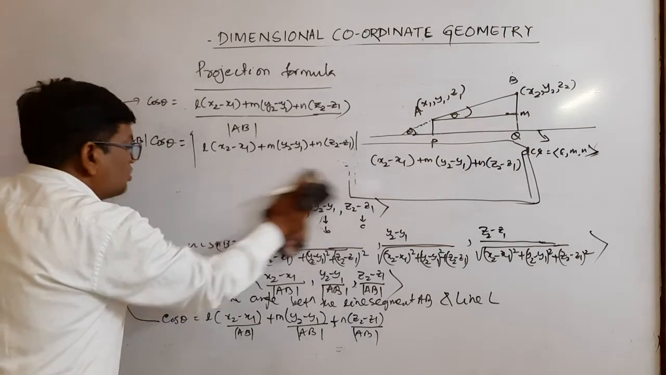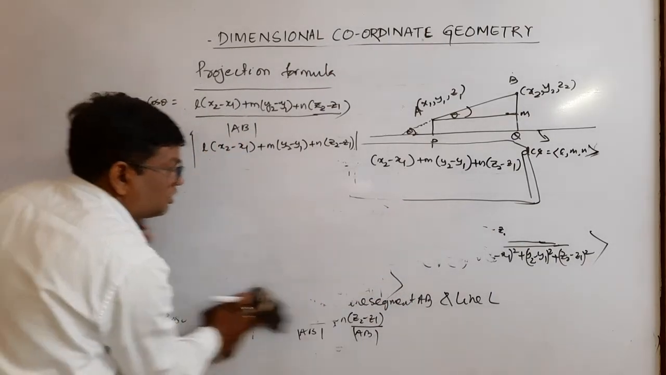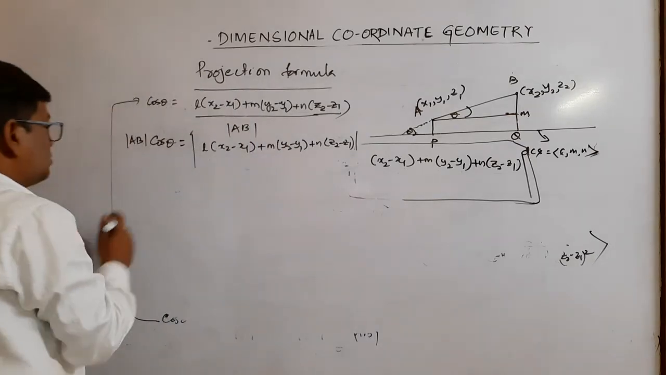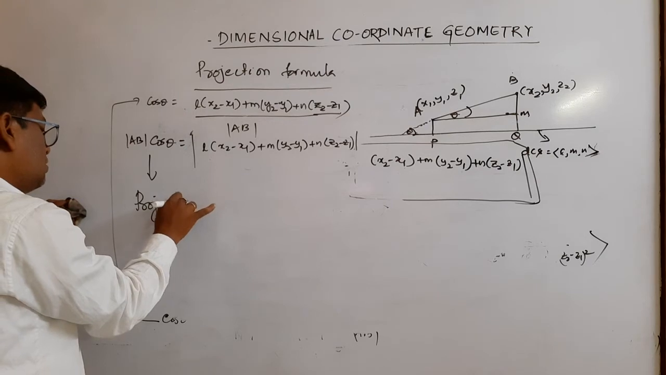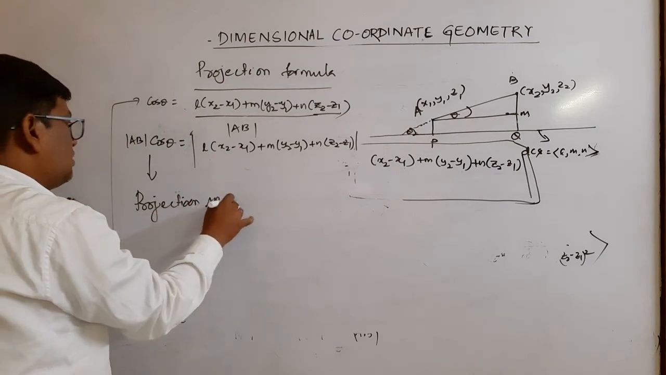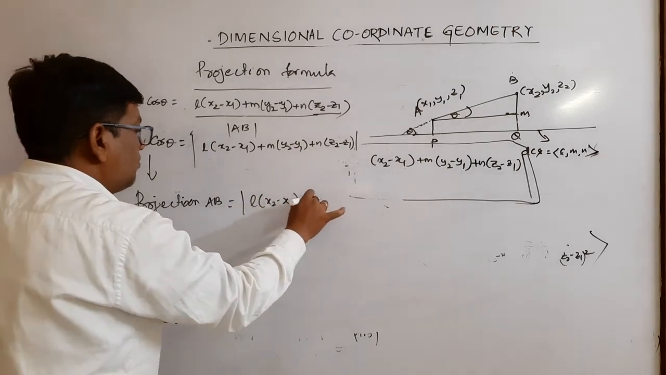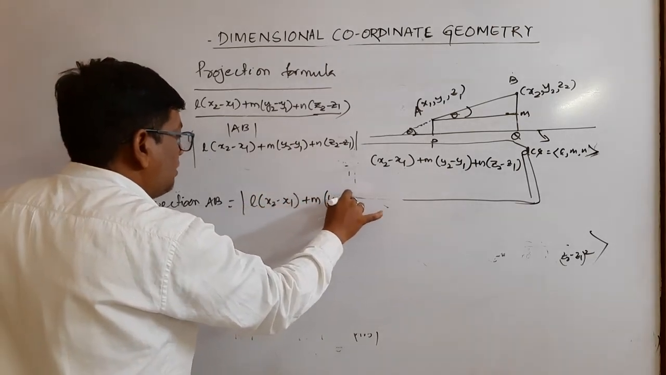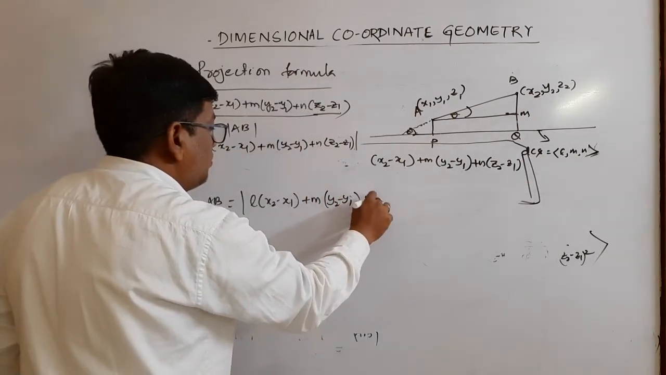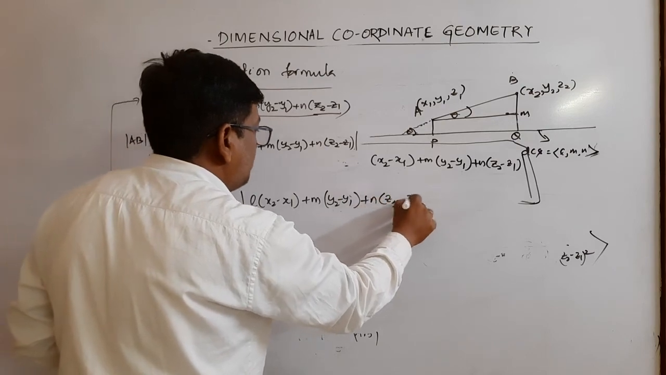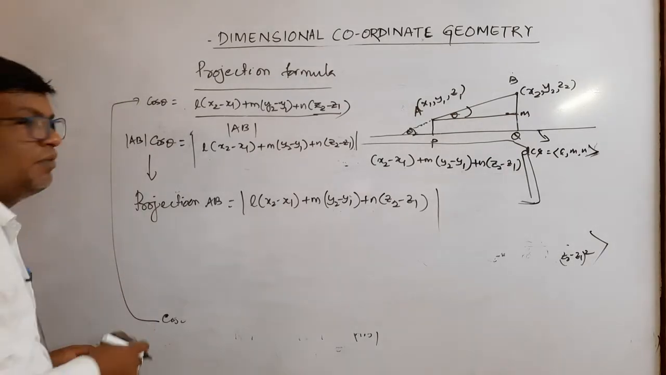Now, what is AB cos theta? This is the projection of AB. Projection of AB is equal to the mode of l into x2 minus x1 plus m into y2 minus y1 plus n into z2 minus z1. This is the distance, so take positive. This is the projection formula proved.